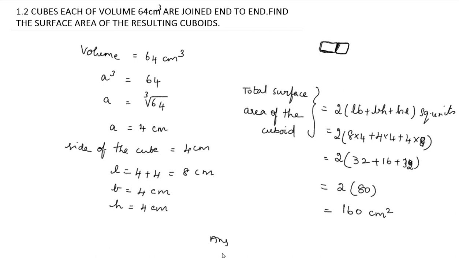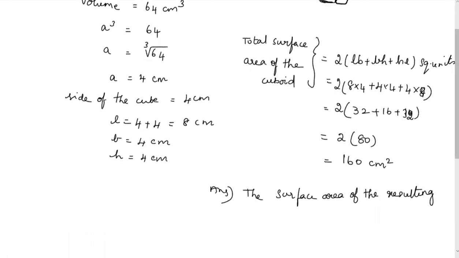So what is your answer? The surface area of the resulting cuboid is 160 centimeter square. Do you understand the first question? Shall we move to the second one?